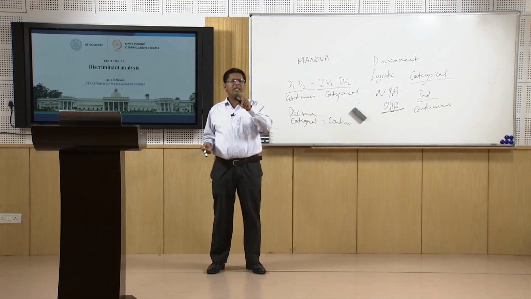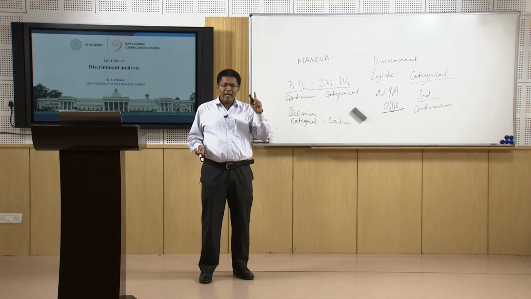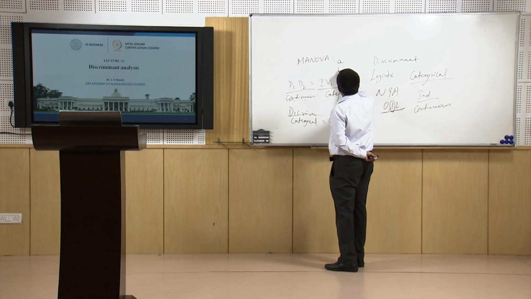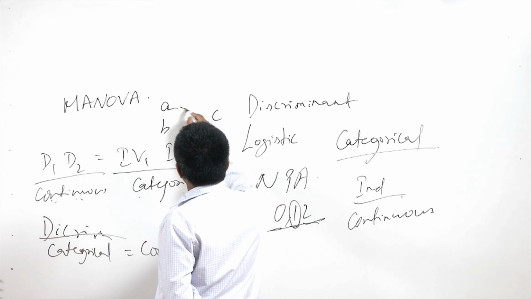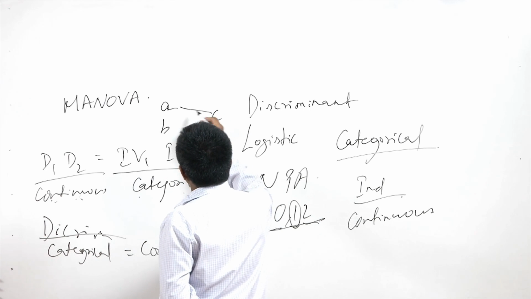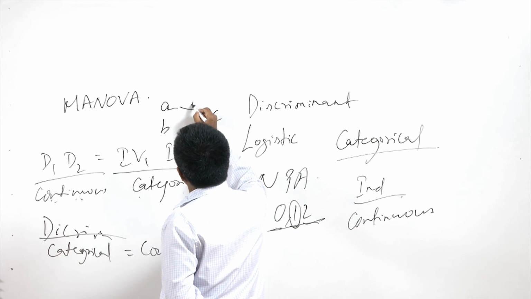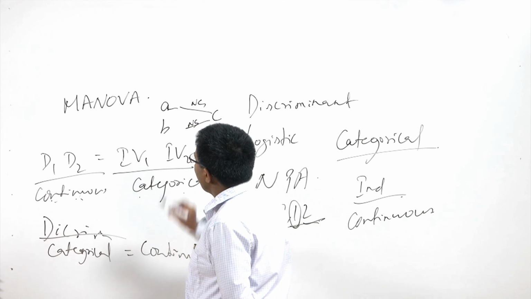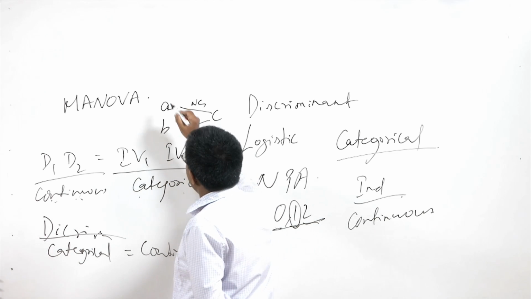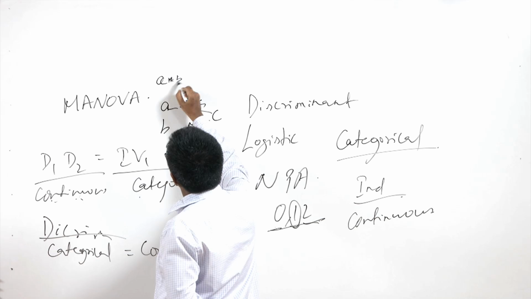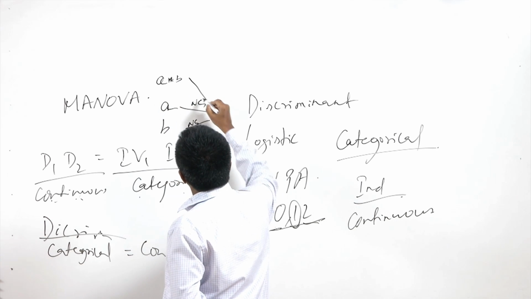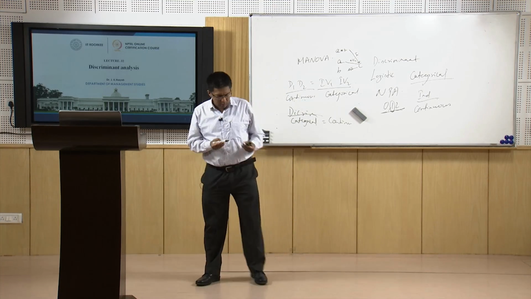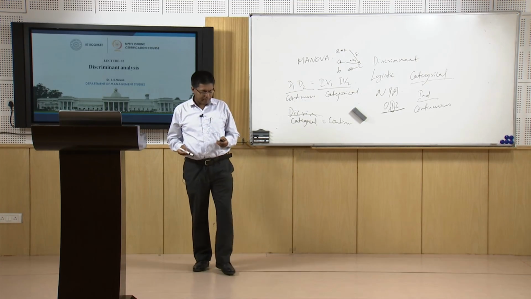So A is affecting C, B is affecting C, but let us understand this way. A and B are two variables affecting C, right. Suppose A is affecting C, that is not significant, B affecting C is also not significant, but there is a possibility that A cross B is affecting C and this is significant, right. That is what MANOVA and ANOVA help us to understand, okay.